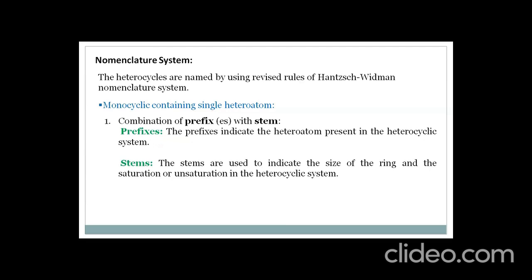So what is a prefix? The prefixes indicate the heteroatom present in the heterocyclic system, and the stem is used to indicate the size of the ring and the saturation or unsaturation in the heterocyclic system. So the stem indicates the size of the ring, whether it is a 3-member, 4-member, 5-member, 6-member ring and so on. So we combine this prefix and stem to form a name for this heterocyclic ring.